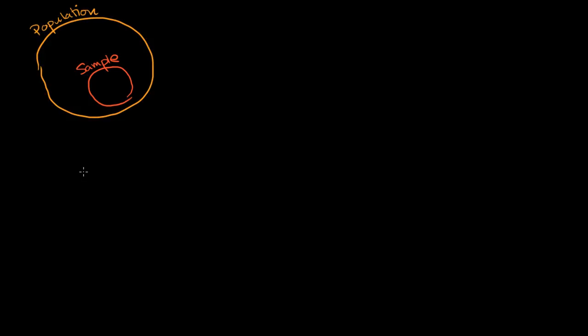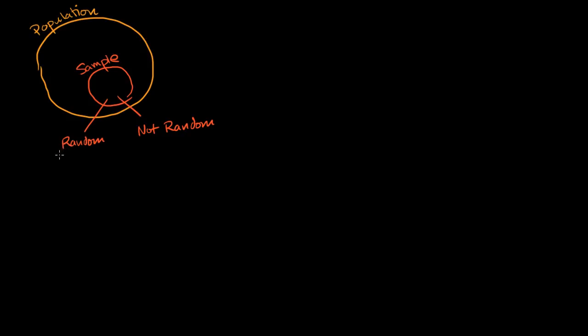Now, in order to avoid having bias in our response, in order for it to have the best chance of being indicative of the entire population, we want our sample to be random. So our sample could either be random, or not random. And it might seem at first pretty straightforward to do a random sample, but when you actually get down to it, it's not always as straightforward as you would think.